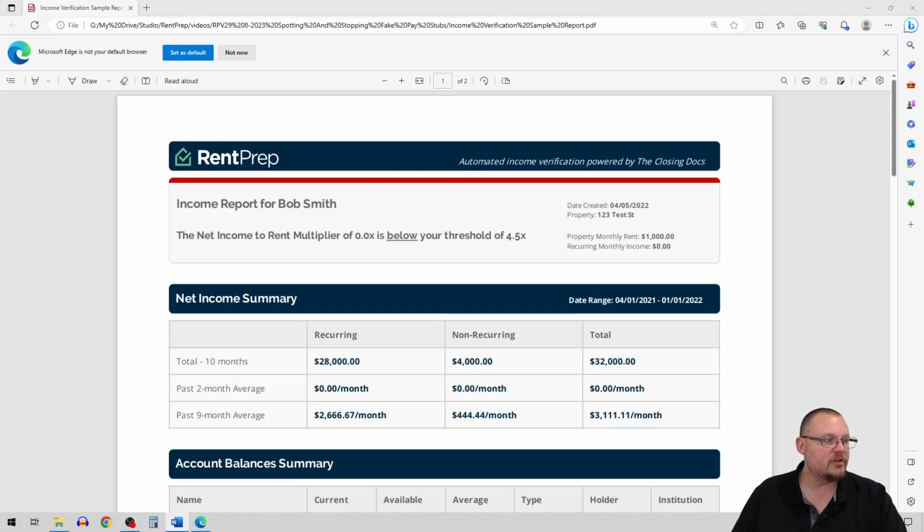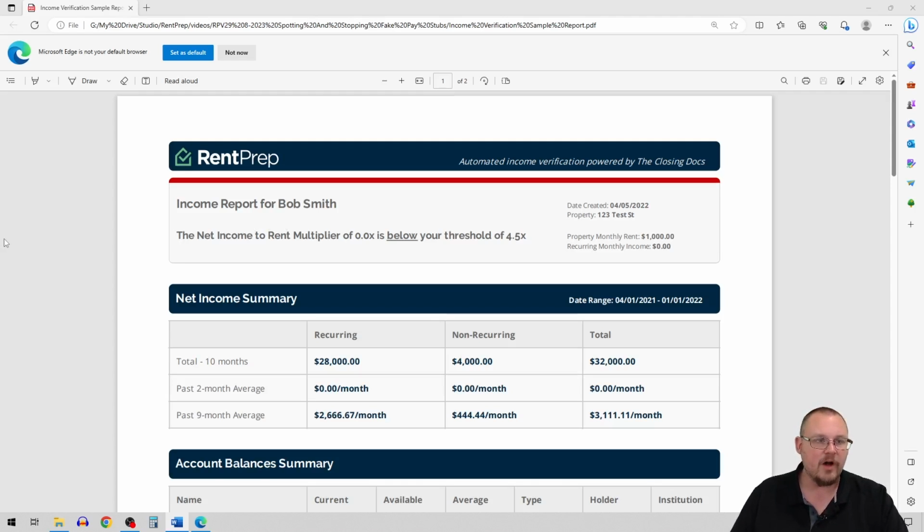I wanted to take a minute to talk about RentPrep's income verification service, which is an add-on service that can be added to any of the tenant screening products that RentPrep is currently offering. The nice thing about this service is that it basically allows you to truly verify what someone's actual income is, because this is a direct connection to the applicant's bank account, where it downloads their deposit information and provides it to you in a format that allows you to see what their true income is.